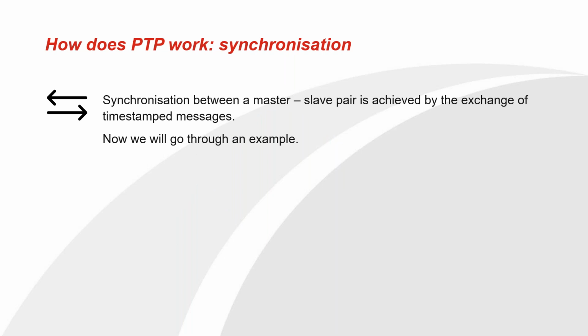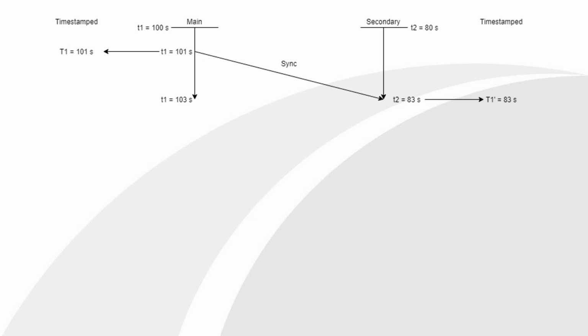So now we'll have a look at how the synchronization between a master-slave pair is actually achieved, and it's achieved by the exchange of time-stamped messages. We're just going to work through an example. On the left, we have the main or master device, and on the right, we have the secondary or slave device. To start off with, the time on the master is 100 seconds, and the time on the slave is 80 seconds. So they're 20 seconds out of sync with each other.